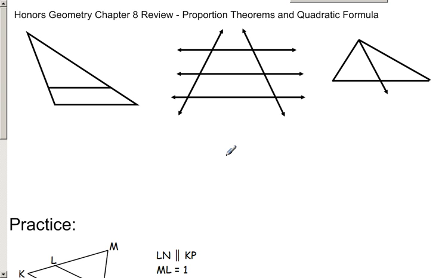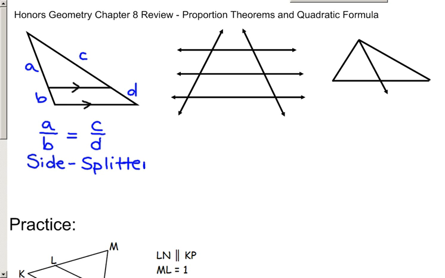In the first example, when you have a segment within a triangle that's parallel to one of the sides of the triangle, it divides the other two sides of the triangle proportionally. So if we label the pieces on the left side of the triangle A and B, and the pieces on the right side of the triangle C and D, then the proportion that forms would be that A over B equals C over D. This is often referred to as the side splitter theorem.